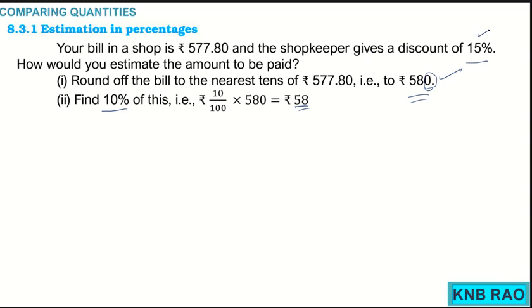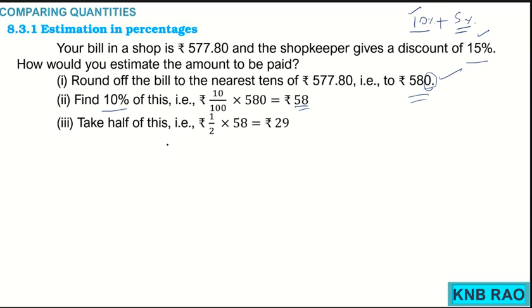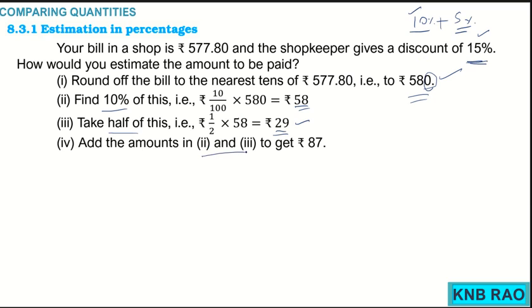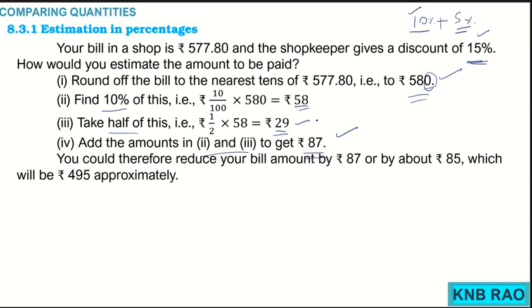Now I need 5 more percent. 15% is 10% plus 5%. So I found already 10%, and 5% is half of this 10%, isn't it? So in the third step I am finding the half of this 10%, which is 58 by 2, that is 29 rupees. So now the sum of them will give me the 15% discount. That is, in the fourth step, what I got, 58 plus 29 is 87 rupees. That means I am getting approximately 87 or 85 rupees about as a discount.